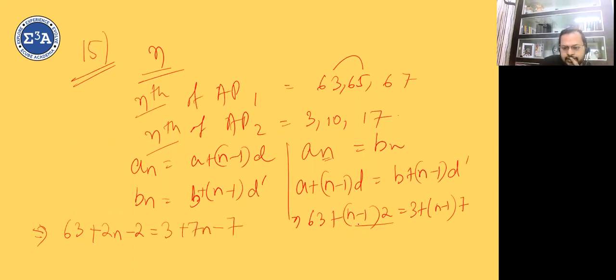I'm opening this and opening this. All the n terms on one side and constants on the other side. 63 minus 2 is 61. 3 minus 7 is minus 4. Minus 4 comes to this side, plus 4. Minus 2n goes to this side, plus 2n, and 7n minus 2n is equal to 5n, which implies that n is equal to 65 by 5. The answer is 13. So A13 and B13 are the same. So the value of n for which A13 and B13 are the same is 13.